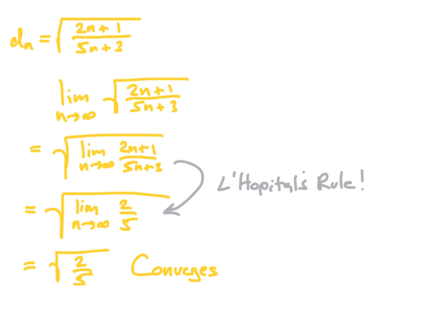Since 2n plus 1 and 5n plus 3 both go to infinity, we can take the derivative of the numerator and denominator separately to get the limit as n approaches infinity of 2/5, which is just the constant 2/5. And since that is a positive number, the continuous function theorem says that everything we did here was valid, and so this sequence converges to the square root of 2/5.